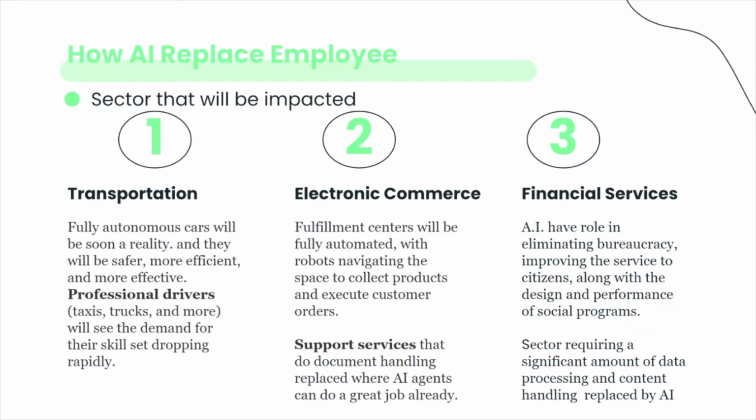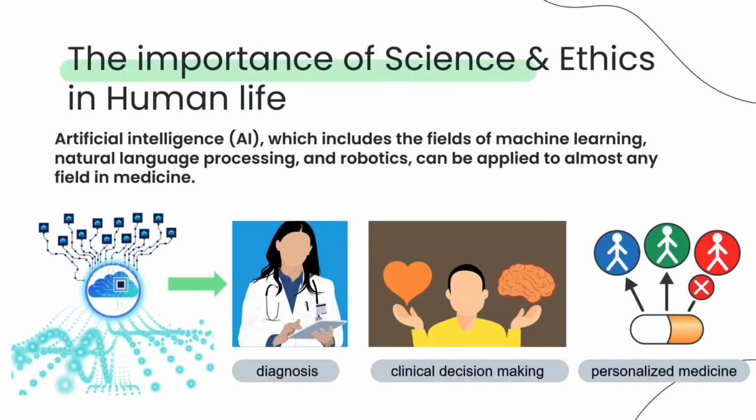Hi, my name is Iza Nazira, and in this part of the presentation, I will be going over the importance of science and ethics in human life, with a focus in the field of medicine because of its robust ability to integrate and learn from large sets of clinical data. So AI can serve roles in, firstly, diagnosis, secondly, clinical decision making, and thirdly, personalized medicine.